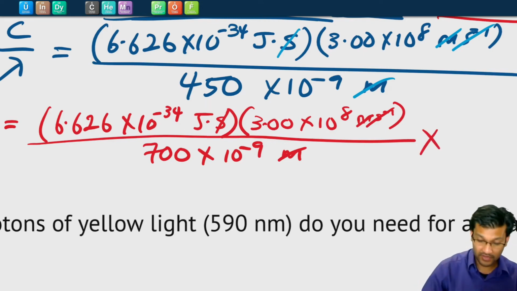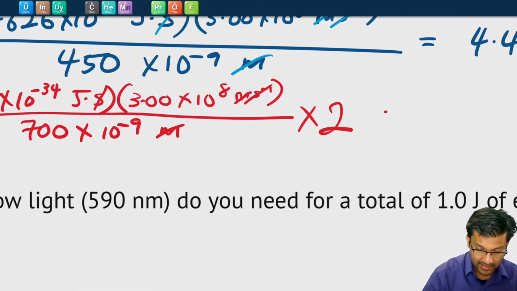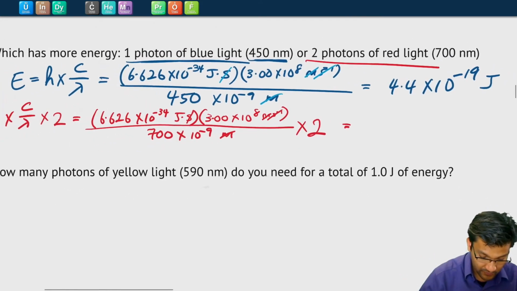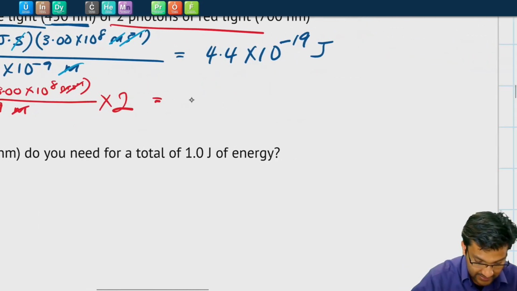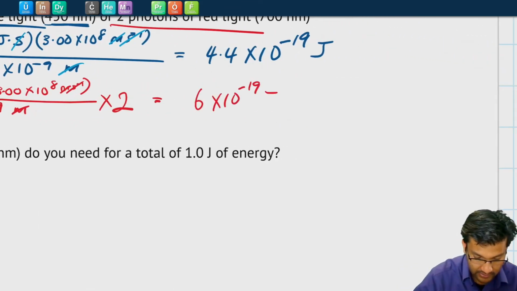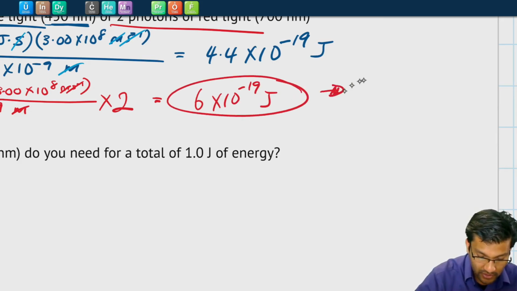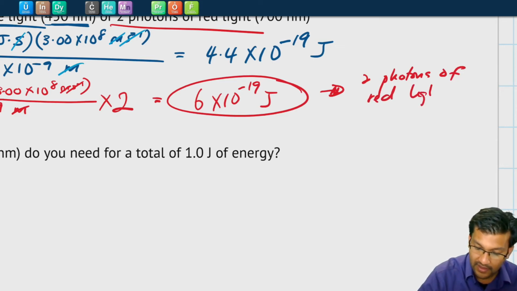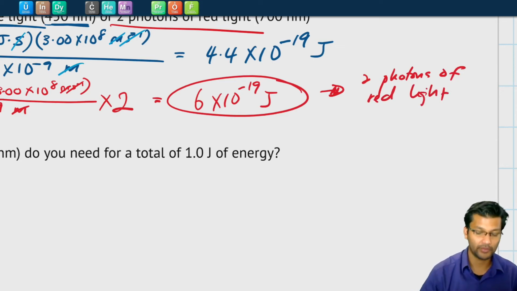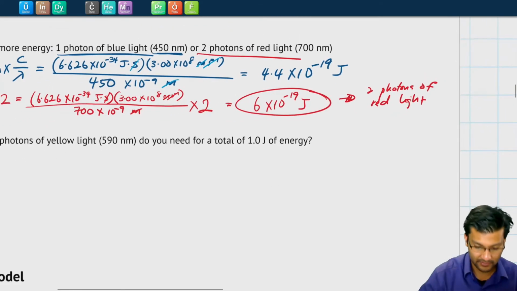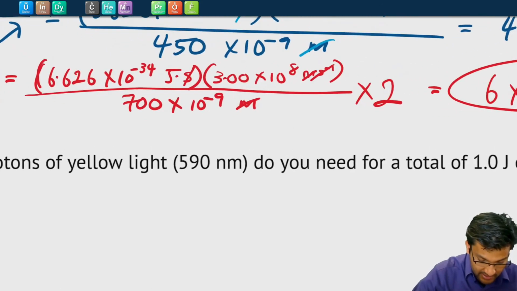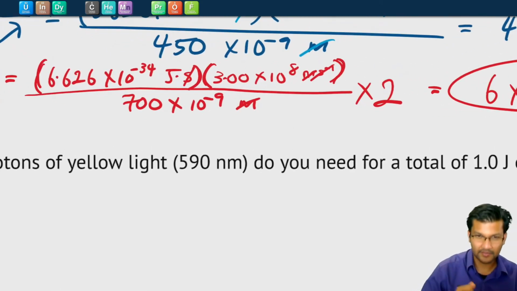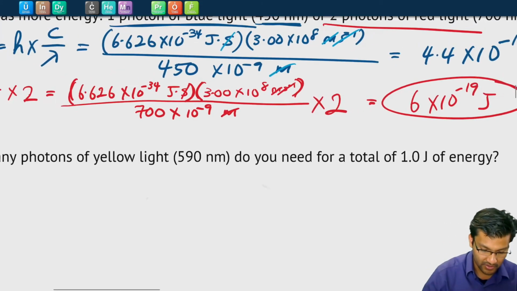But we have 2 photons, so we need to multiply this by 2, and so the energy that we get from 2 photons of red light, if we punch all of these into our calculator, should be 6 times 10 to the minus 19 joules. So look at that. 2 photons of red light has more energy than 1 photon of blue light. And of course, it depends on the exact frequency or wavelength. Just remember that whenever you're punching these numbers into your calculator, put parentheses around them because sometimes calculators can make the answers wonky.